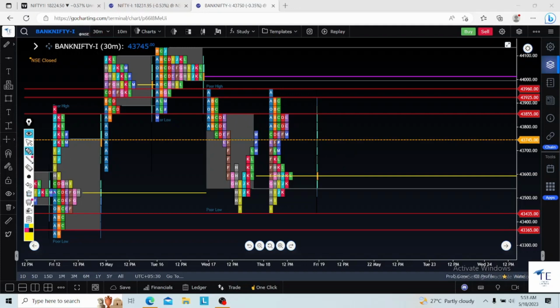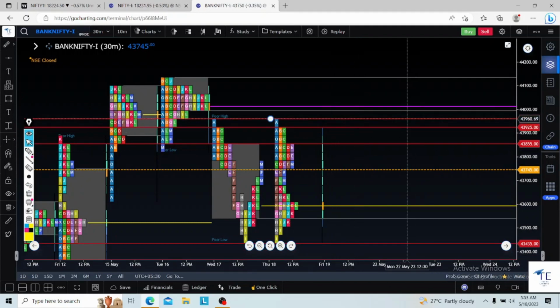Again here, if the market opens gap down, I will look for a pullback towards this poor high clearance, that means 43,855, with a CE. If gap down, I will look for a CE towards 43,855 for Bank Nifty. These are the three scenarios. If the market opens with a good gap up, that means above this 43,960, I will wait, and based on how the open is holding, I will play accordingly.